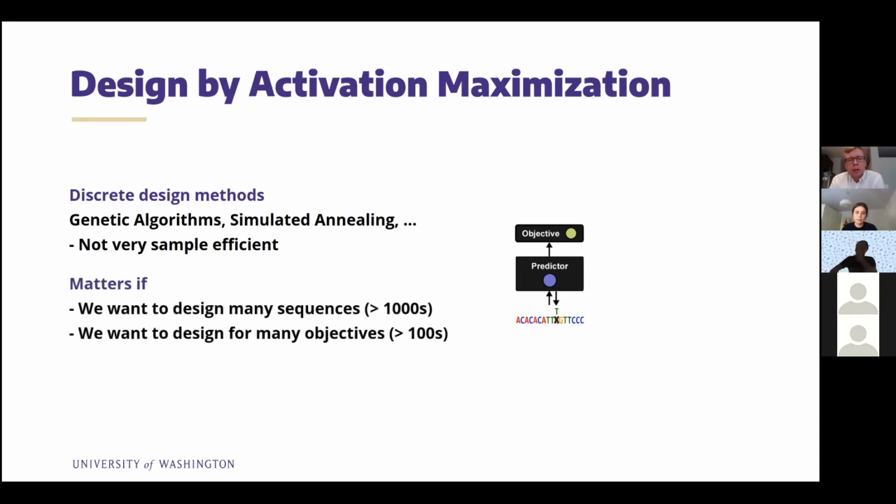Speed matters if we want to design many sequences, or for that matter, if we want to design many sequences for many objectives. As an example, let's say that we wanted to use this to design a large representative set of sequences that maximizes every neuron in our neural network as a form of visualization. Then, of course, we're going to be generating potentially even millions of sequences. And then speed really matters for most of us that don't have a TPU farm or anything.